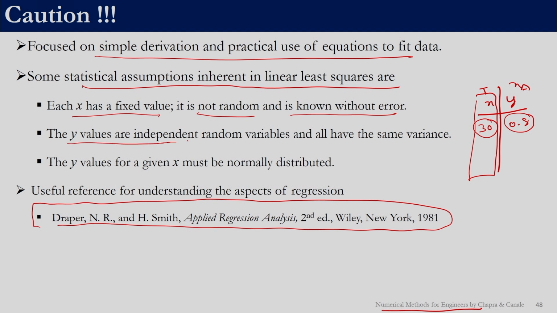So, there should not be any error in this x, right, and the y values are independent random variables and all of them have the same variance. Similarly, the y values for a given x must be normally distributed. So, this y should be normally distributed. For the purpose of this course, whatever we have covered is sufficient, right, and most classical texts stop over here. But there are also other measures which, if you are interested in regression, you can look into as and when required, right.